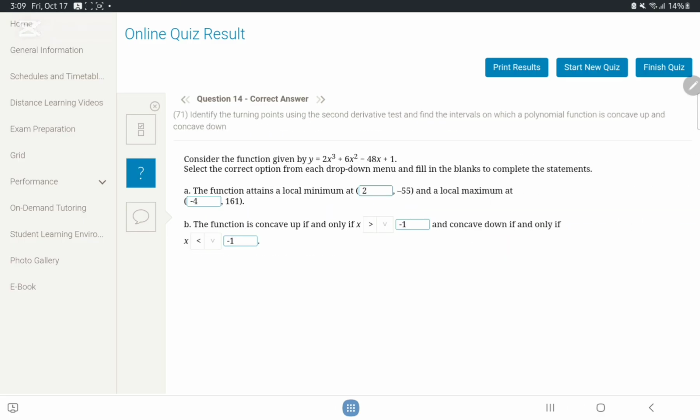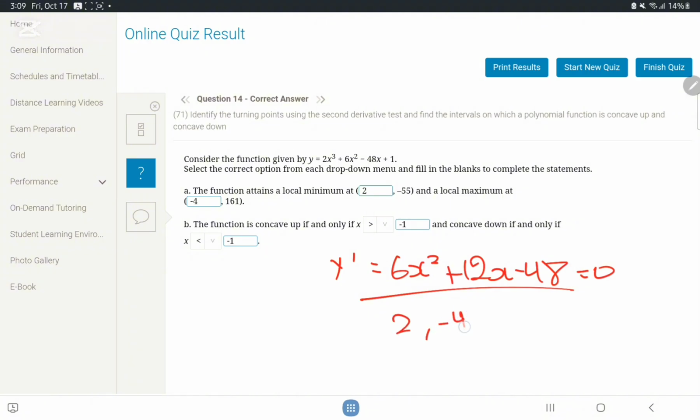Okay, for this question, minimum maximum, immediately derive. So y prime will be equal to 6x squared plus 12x minus 48. Then you make it equal to 0 and you will get 2 and -4. Now you can do two ways to know which one is which: either by doing SOS, with the local minimum or maximum property, or by substituting either point in the original equation to know which one is with -55 and which one is with 161.